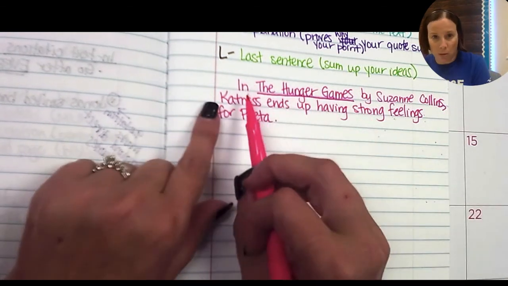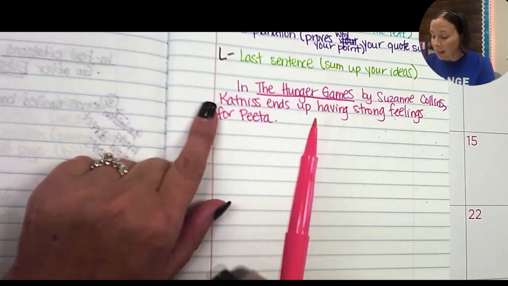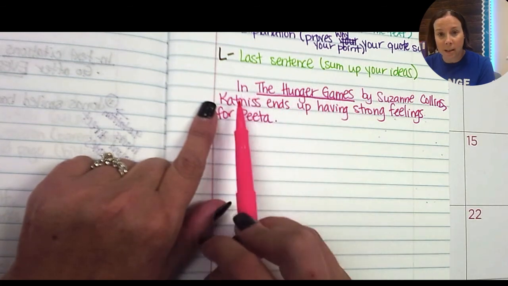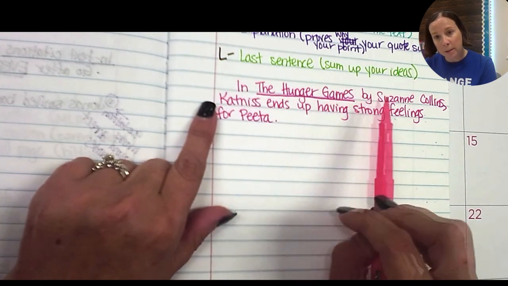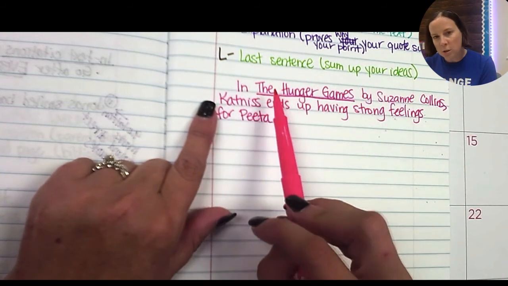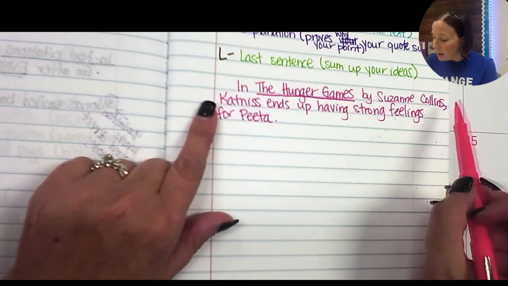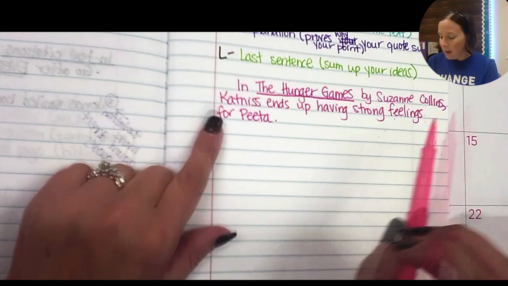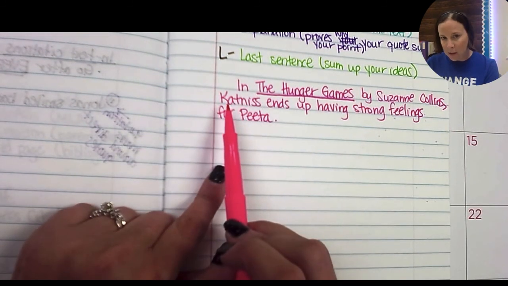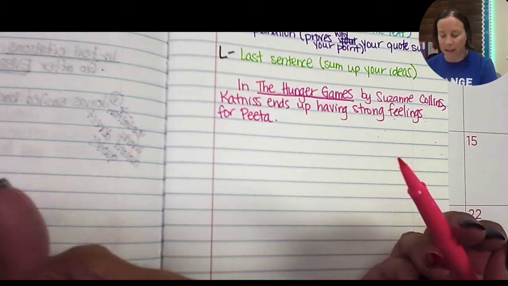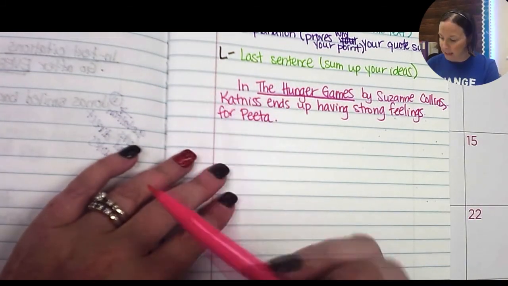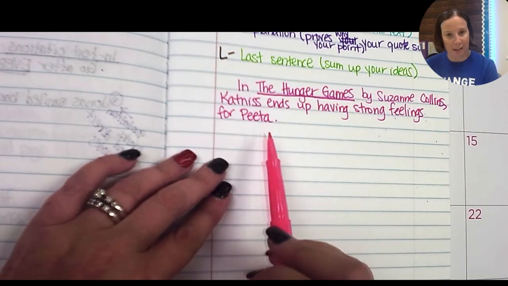But I want your point sentence to start "In the Hunger Games" or "In Amigo Brothers by Piri Thomas" or "In The Story of an Hour by Kate Chopin," okay? That's how this starts. And then you're going to give me a comma, okay? And then you're going to answer the question. So my question was, how does Katniss feel about Peeta at the end of the book? And I'm saying Katniss ends up having strong feelings for Peeta, okay?